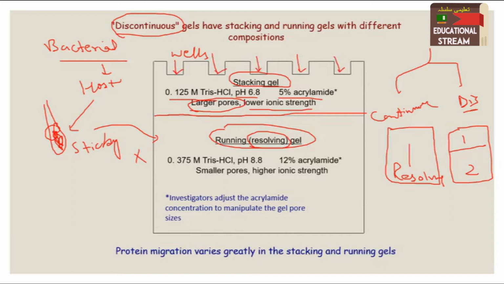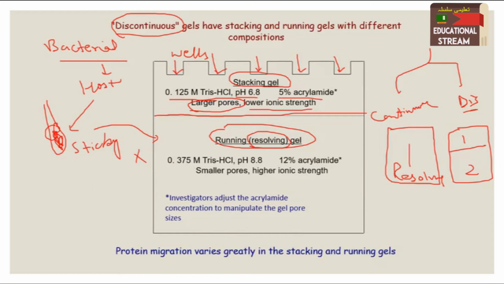For instance, we provide less current when the samples are in the stacking gel, so it will take time to settle down in the well and then move, and then we can track the movement of the samples. When the samples reach the edge between the stacking gel and the resolving gel, we change the electric current or the power supply that we have provided.